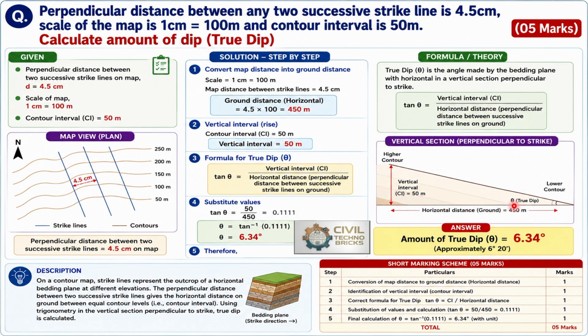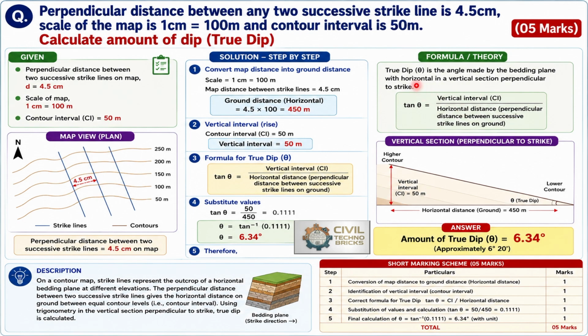This is complementary for the explanation point of view. In the vertical section perpendicular to the strike, the horizontal distance is 450 meter on the ground. With reference to true dip, we calculate that the vertical height or interval is 50 meter. So we find the true dip is 6.34 degrees, which is the actual amount of true dip, or we can say approximately 6 degrees 20 minutes, approximately.